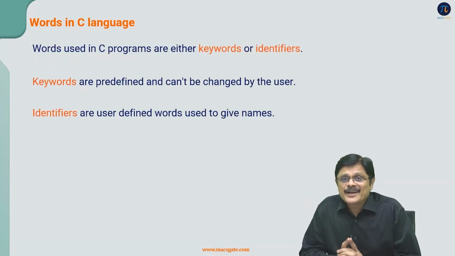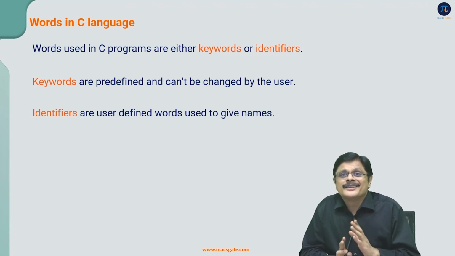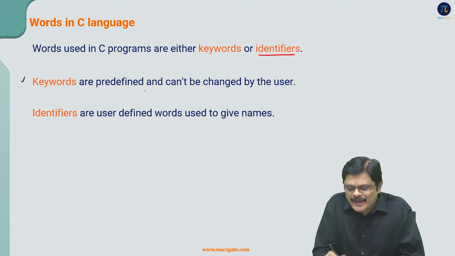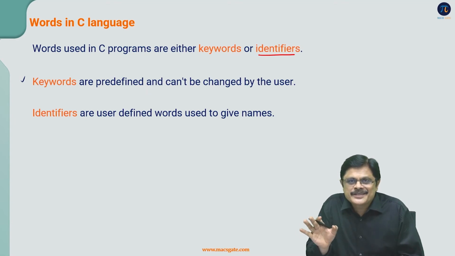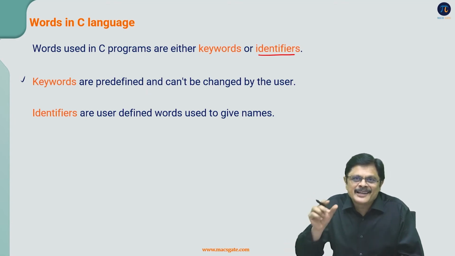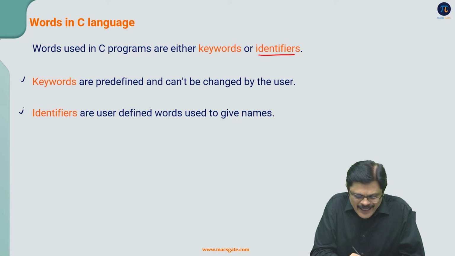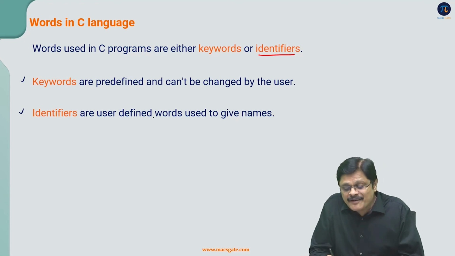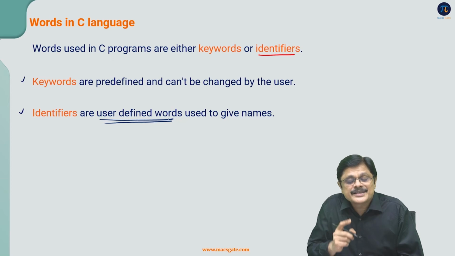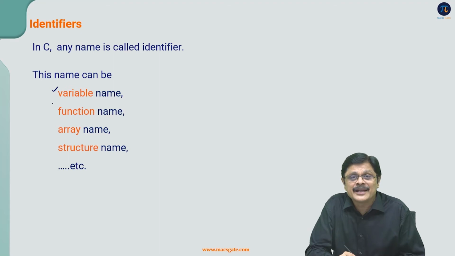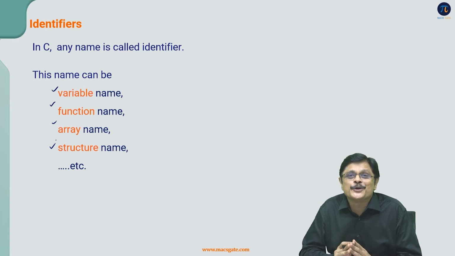Now words in C language. The words used in C language are either keywords or identifiers. Keywords are predefined and cannot be changed by the users. They are used for a particular purpose. They are case sensitive, you have to use lowercase only, and they are used only for that purpose, you cannot change it. Whereas identifiers are user defined words. We are going to define these words to give names. To give names for what? We can give names of a variable, name for a function, name for an array, name for a structure. To give names, we use identifiers.